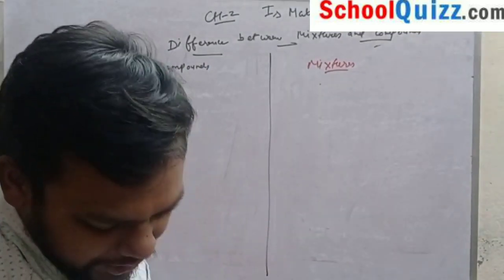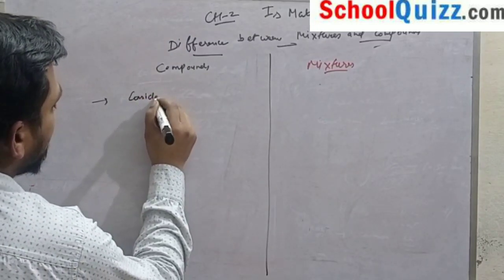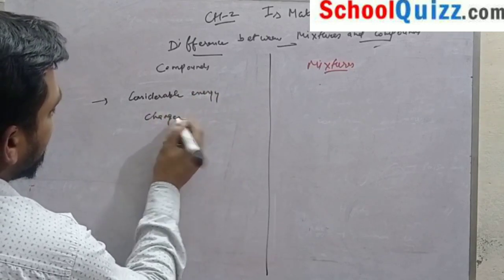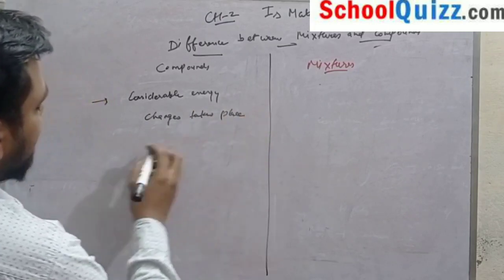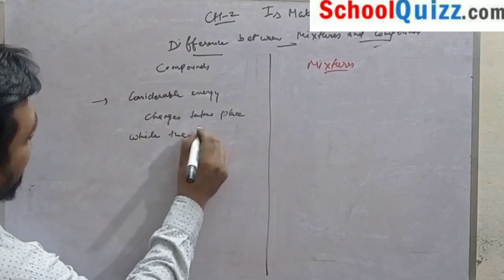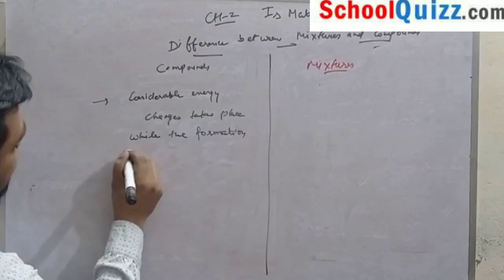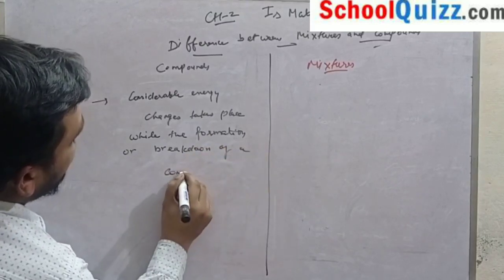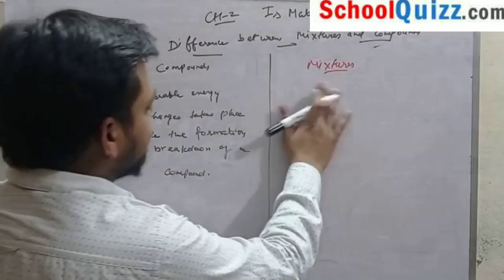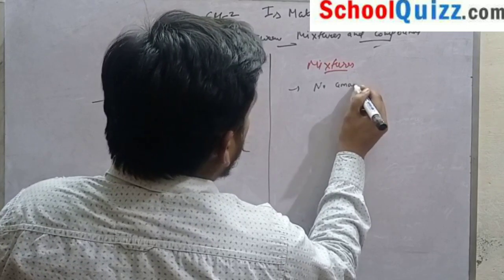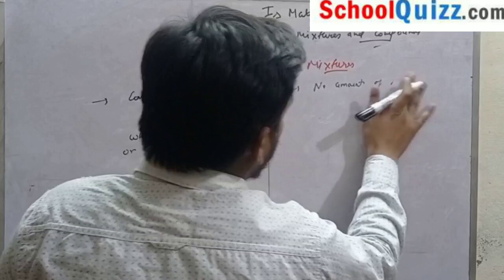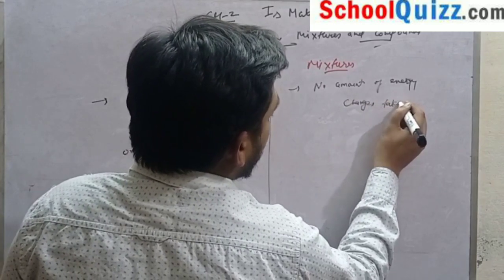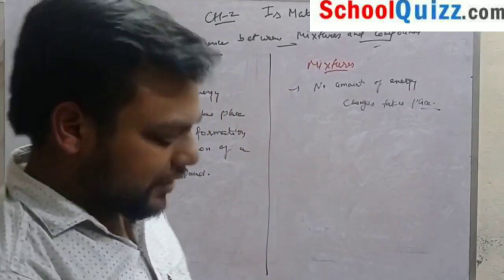The fifth point is that considerable energy changes take place during the formation or breakdown of a compound, or in a mixture we can say that no considerable energy changes take place.